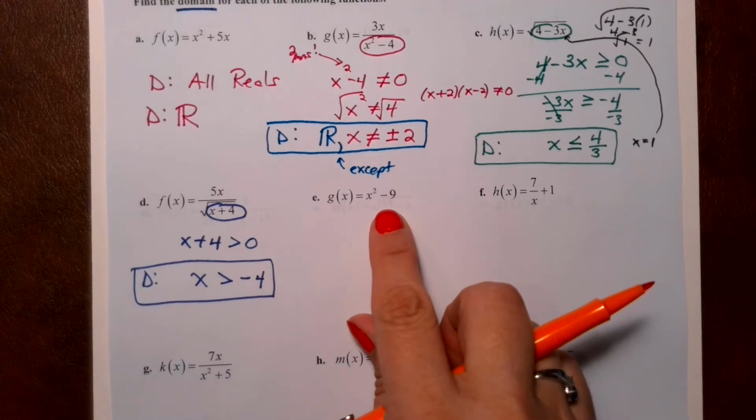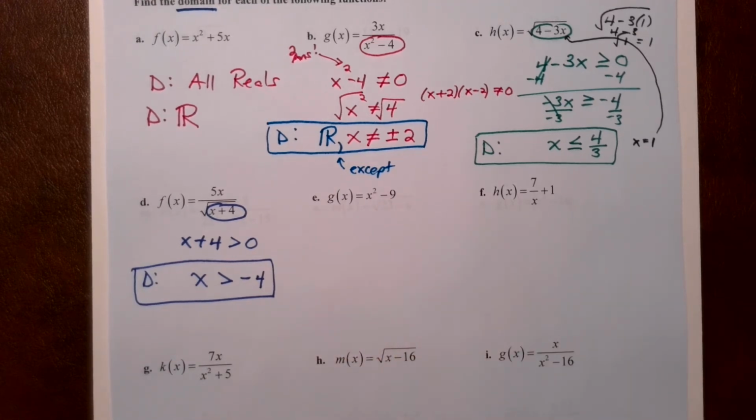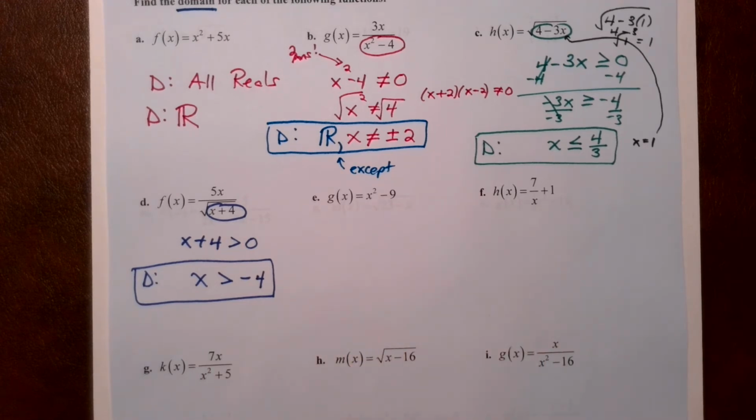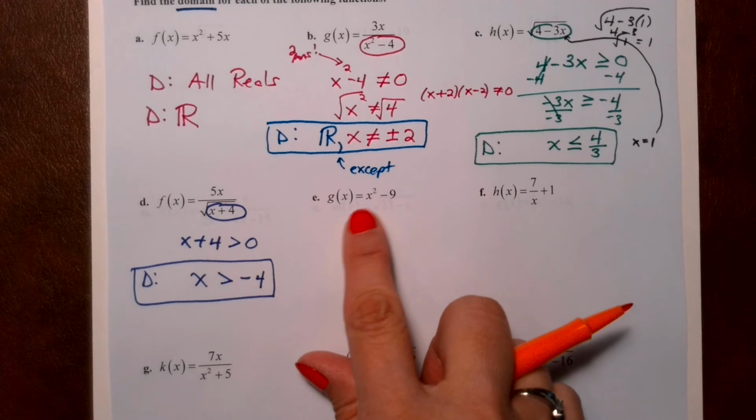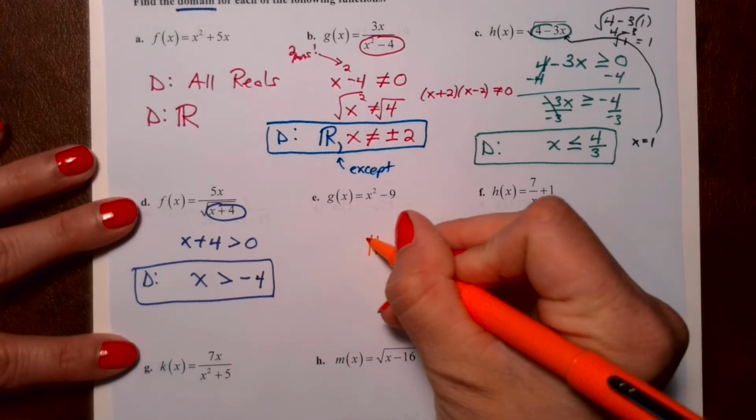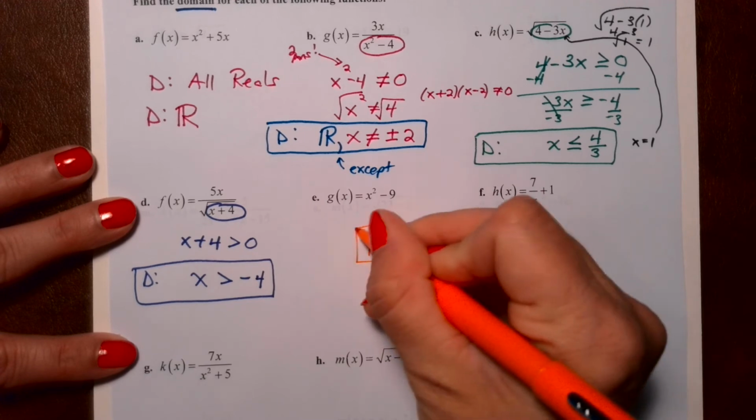Letter E. I'm looking for a radical. I don't see one. Looking for a denominator. I don't see one. Okay, if you don't see a radical or a denominator, what do we say for the answer? That's right. It's all real.